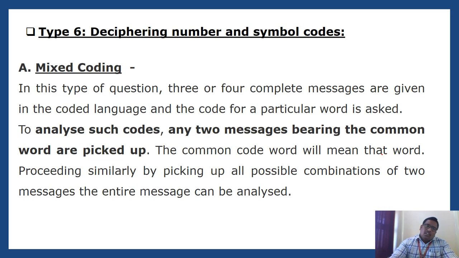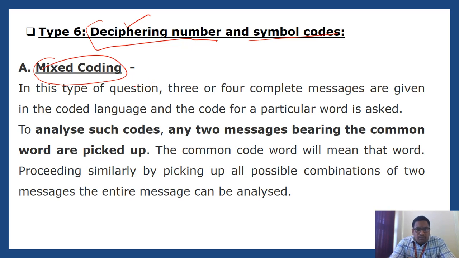Next. So the sixth type of coding decoding classification is deciphering numbers and symbol codes. Under this, we have the first one called mixed coding. Now, what do you mean by deciphering? Ciphering, you have to know before you know deciphering. Ciphering is a concept where you are encoding the data so that it will not be in a readable or understandable format. Deciphering is nothing but decoding the data so that the non-understandable format will be converted into an understandable format. It's quite simple. Okay, that is deciphering. Now, how do we do it?